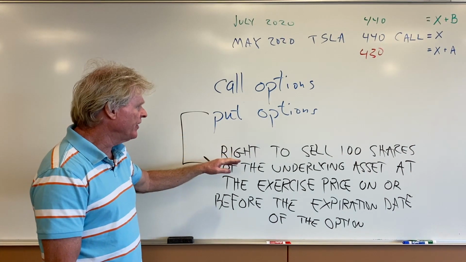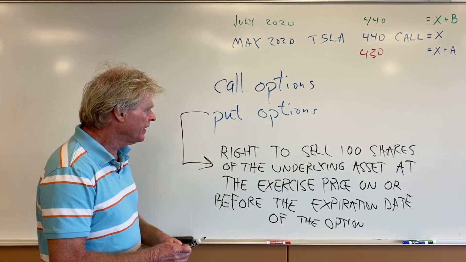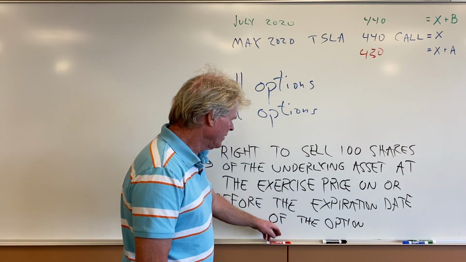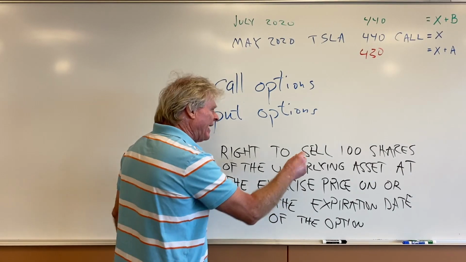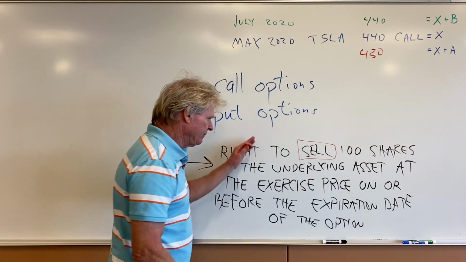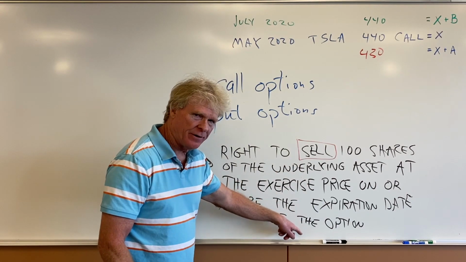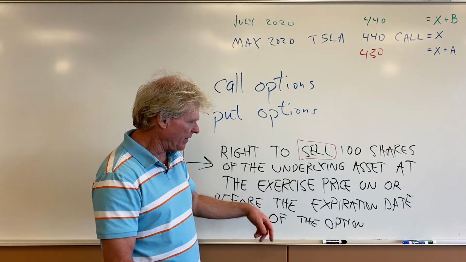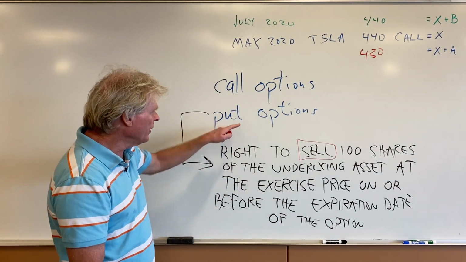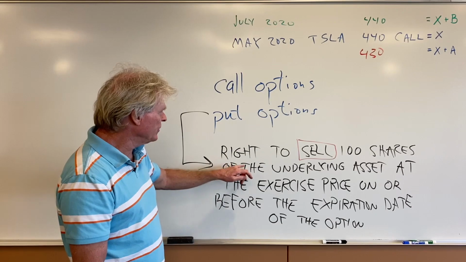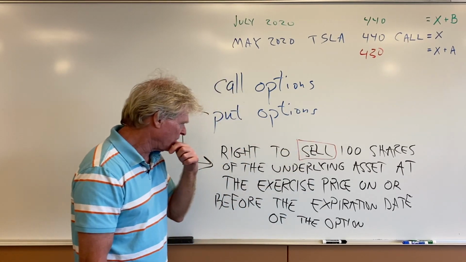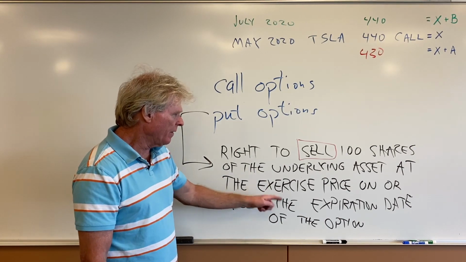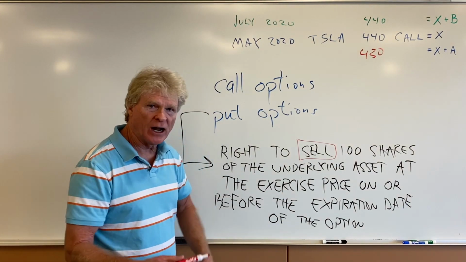You'll see that the definition of put options, which I've written here, is virtually identical to the definition of call option, with the exception basically of one word. I wrote it slightly different down here, not different in meaning, just different in expression. But put options give you the right to sell 100 shares of the underlying asset at the exercise price on or before the expiration date of the put option.